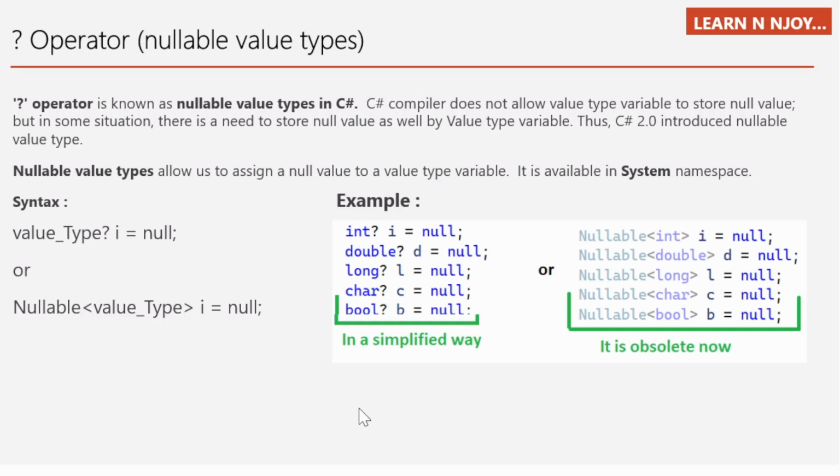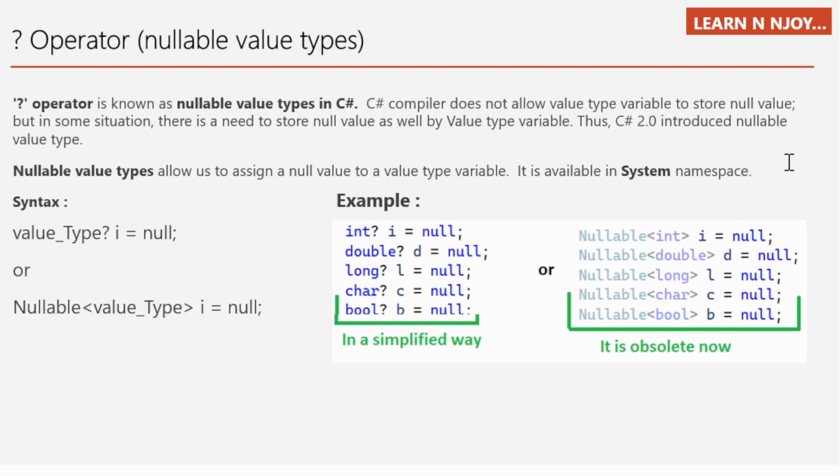Question mark operator. It is also known as nullable value types in C Sharp. The C Sharp compiler does not allow a value type variable to store a null value. In some situations, there is a need for a value type variable to store a null value as well. So the C Sharp creators understood this need, and they came up with the nullable value type concept in C Sharp 2.0. Nullable value types allow us to assign a null value to a value type variable.